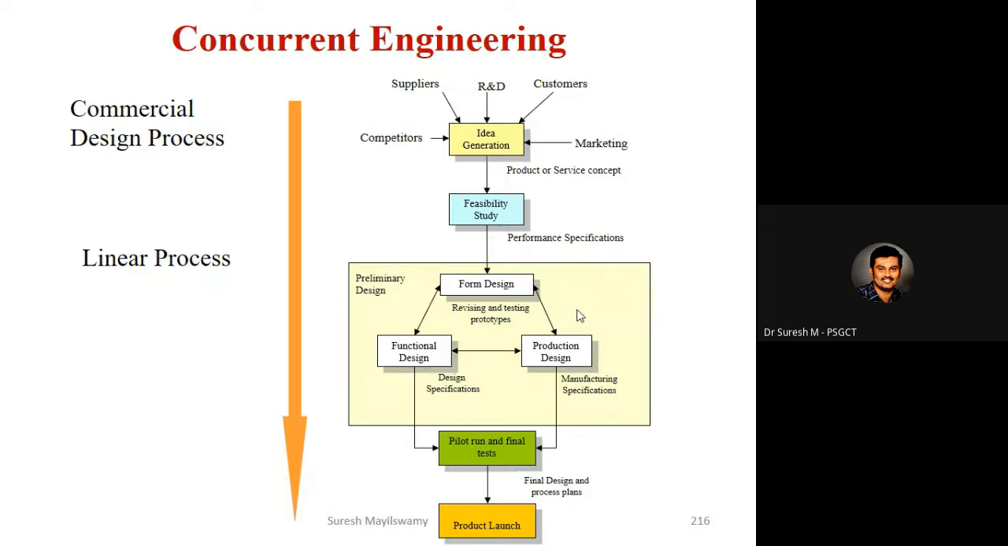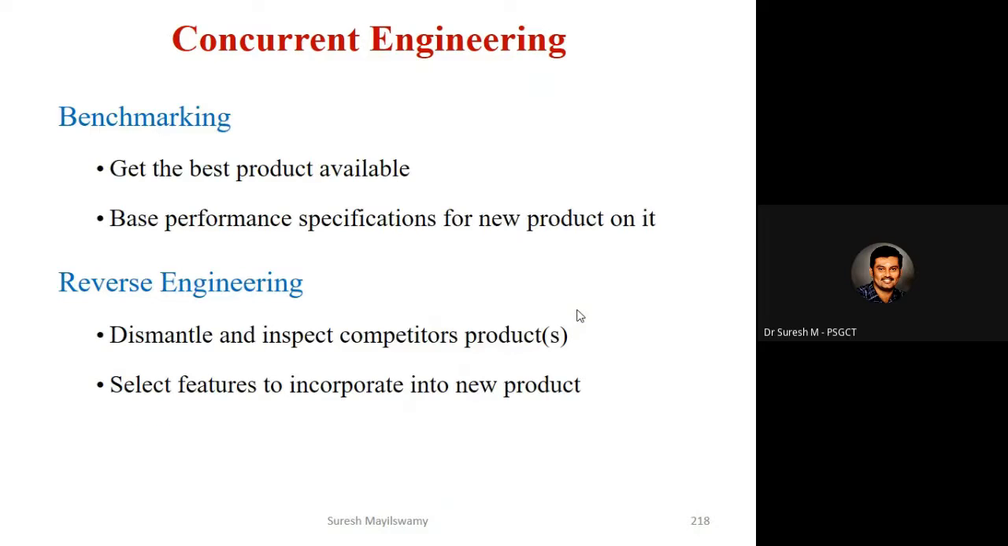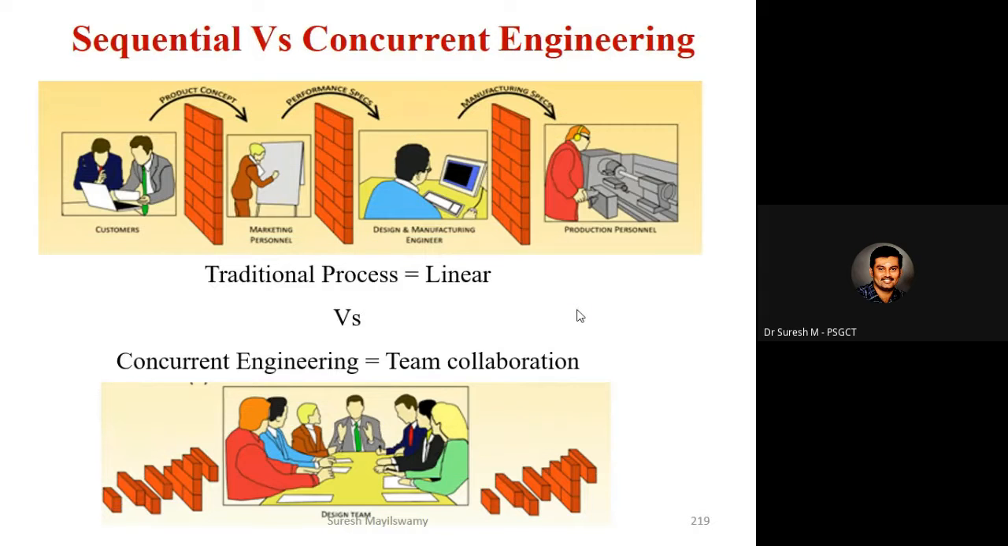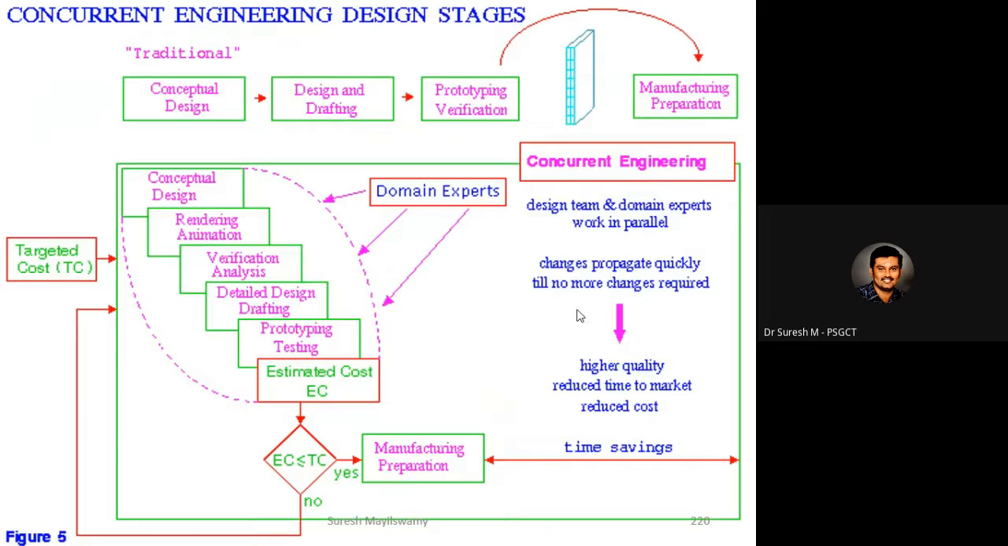This is how concurrent engineering has developed a product. And this is the difference between the sequential versus concurrent engineering. So sequential engineering is a traditional process that is a linear way of product development, and concurrent engineering is team collaboration. So we will call all team members and we will sit together and then we will develop the product. So that is called effective product development. So these are the importance of concurrent engineering stage.